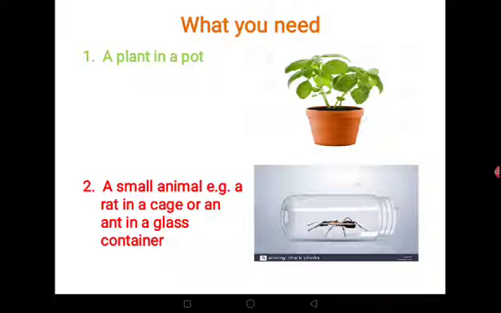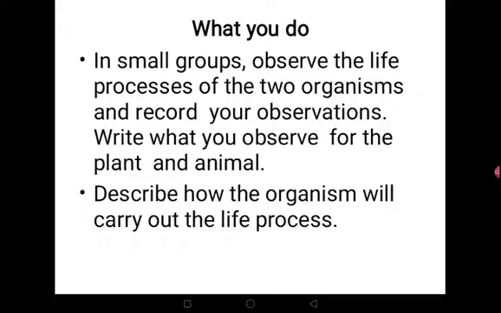So that is what we are interested in. So in your free time at home, please get these two organisms and compare them. You can get an ant or any animal that is easier for you to catch at home, and then also get a plant which is potted or any plant in the compound, but make sure you don't destroy them. You can do this in small groups, or you can even do it alone. If you are alone at home, or you have a friend who's nearby, you can do it together with your friend, or even with your siblings at home. You observe the life processes of the two organisms and record your observations, and then write what you have observed for the plant and for the animal. And then later on you describe how the organisms carry out these life processes.